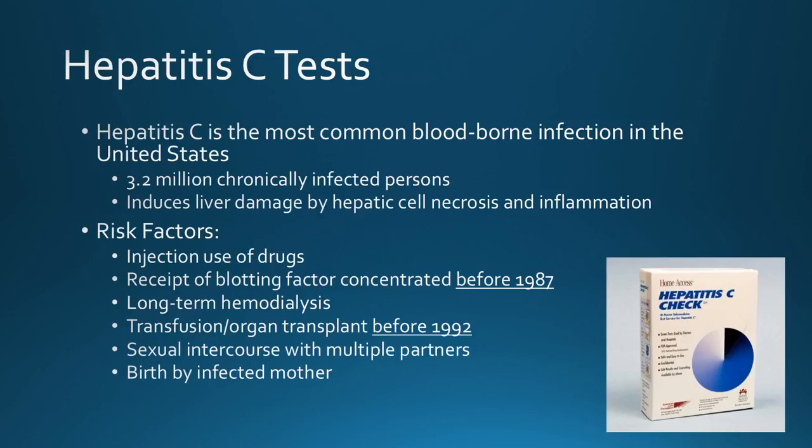Moving on to our next test is hepatitis C. Hepatitis C is the most common bloodborne infection in the United States. There's 3.2 million chronically infected persons, and 85% of patients who become infected with hepatitis C are likely to progress to a chronic disease state.